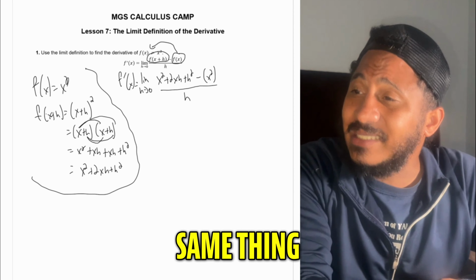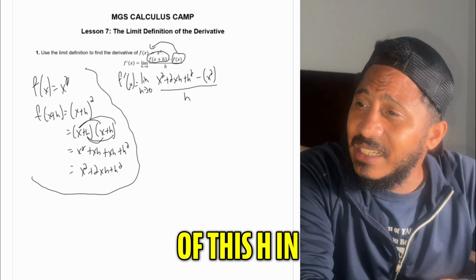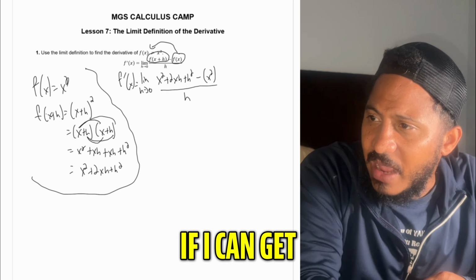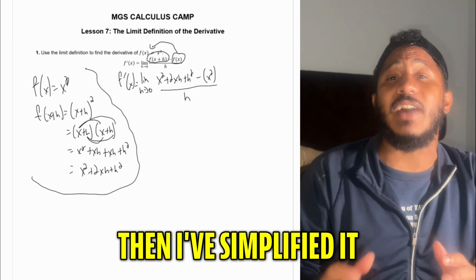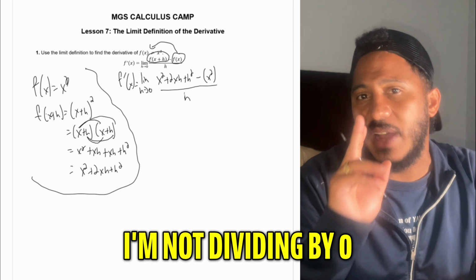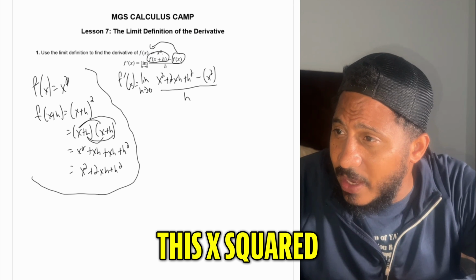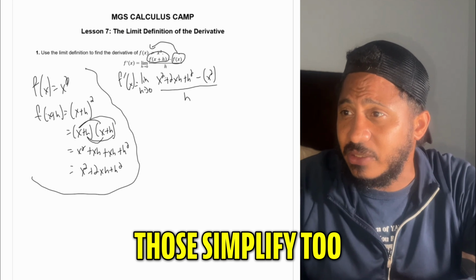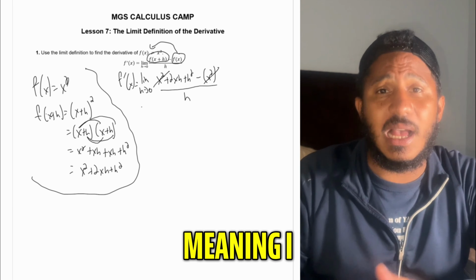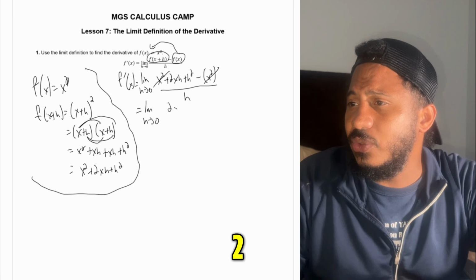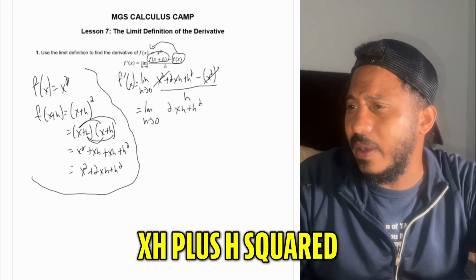So here, same thing. If I get rid of this h in the denominator, not all the h's, but just this one in the denominator, then I've simplified it to where when I plug in 0, I'm not dividing by 0. So, like here, if I simplify things, this x squared, I have a minus x squared. Those simplify too, they cancel. Meaning, I would get the limit as h approaches 0 of 2xh plus h squared divided by h.